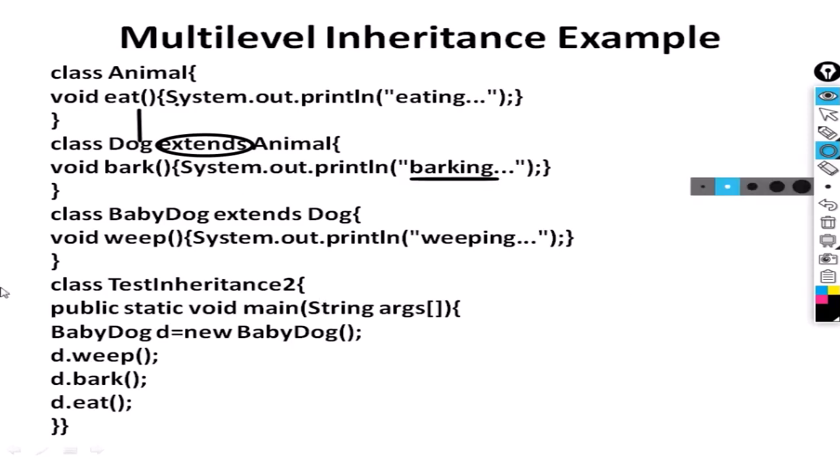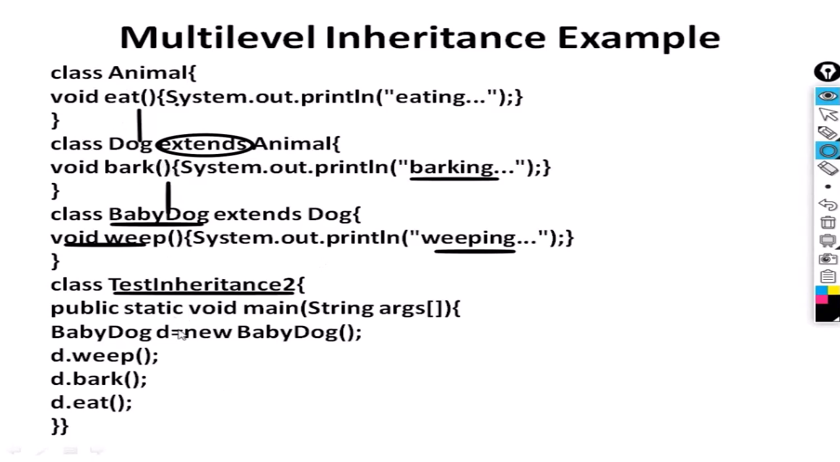Now we are going to give another class called baby dog, which is going to extend the features of dog. Here we have given a method called void weep. In weep, it is going to print weeping. Now we have created another class called test inheritance 2. Within this class, we have created an object only for the baby dog, because we are not going to create the dog or animal.